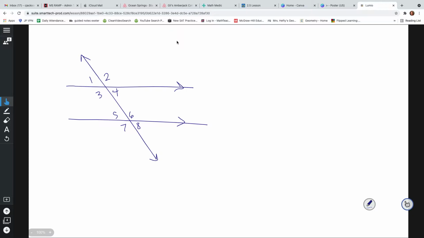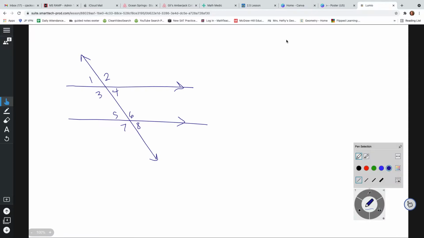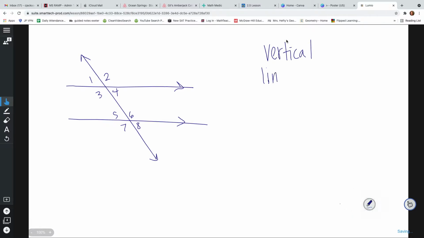and we have a transversal that cuts through them, we're going to make some angle relationships. So let's talk about two angle relationships that you should already know. Vertical and linear pair. So we learned these in chapter 1. Vertical angles and linear pair.